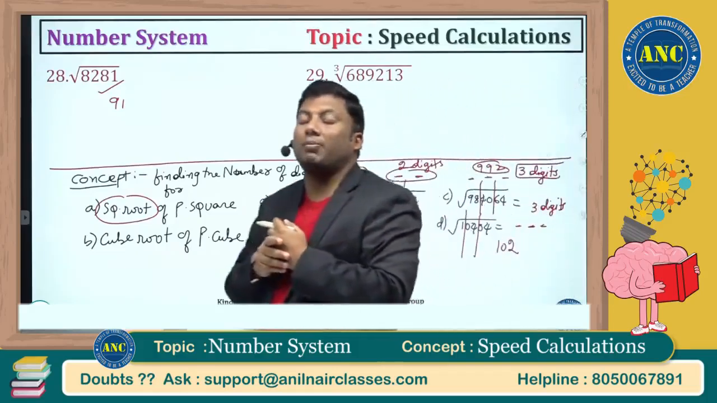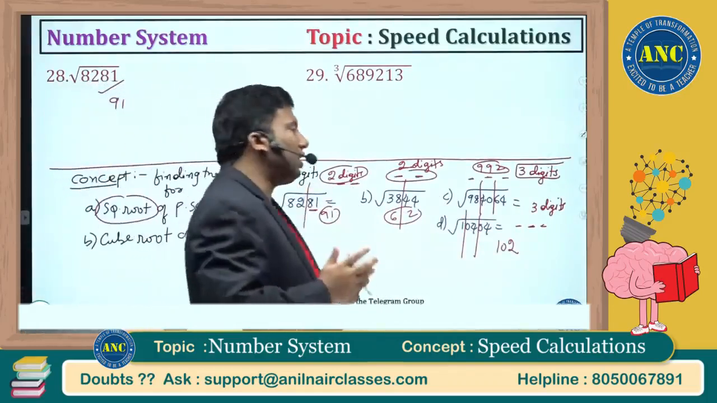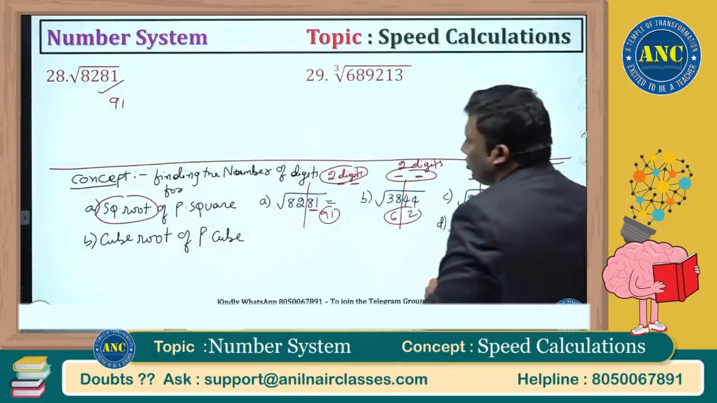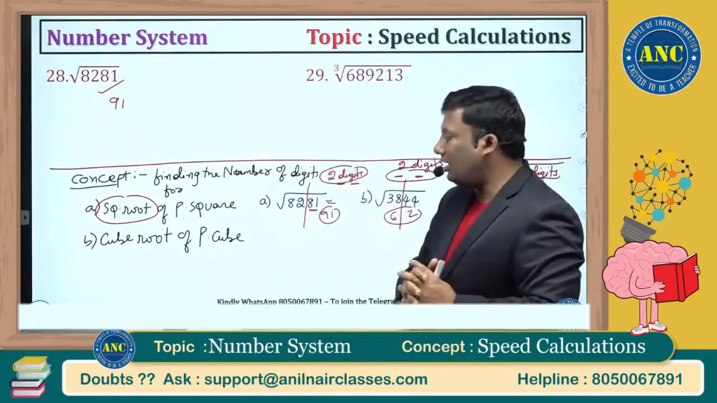How to find out the number of digits for a perfect square? Start from rightmost, take a group of 2 digits and check how many such groups are there and add them.